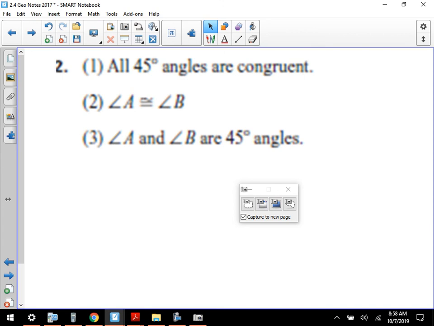All 45-degree angles are congruent. Angle A is congruent to angle B. Angle A and B are 45 degrees. That doesn't make any sense. In this statement here, does it say anywhere that they're 45s? No. Could they be both 30-degree angles? There's no way of really knowing. Now, what if these two were flipped?